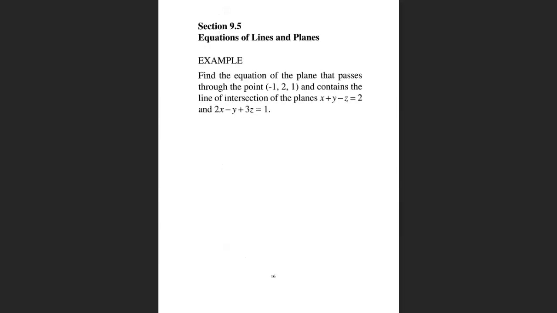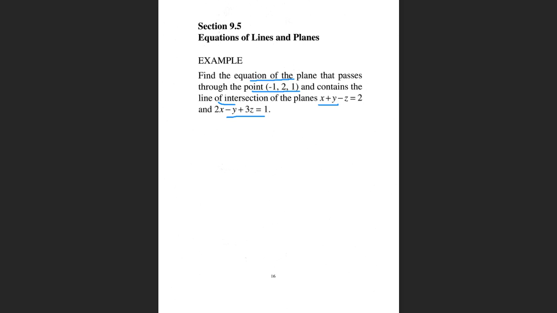Okay, so we are looking at this problem now. We're continuing section 9.5. In this problem, we want to find the equation of the plane that passes through the point (-1, 2, 1) and contains the line of intersection of these two planes. So we're assuming these two planes intersect. They're not parallel to each other, so they intersect.